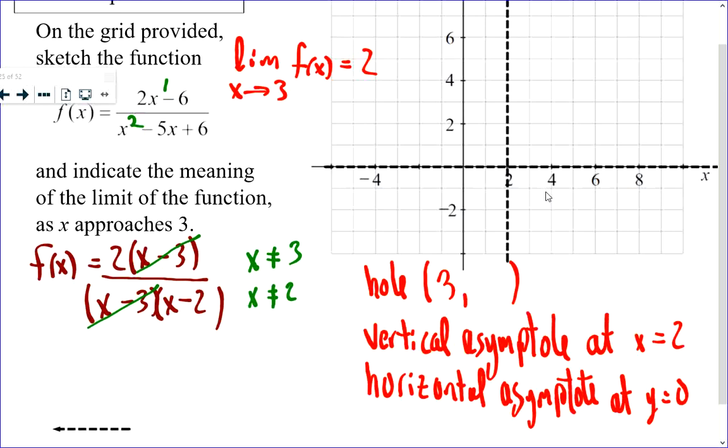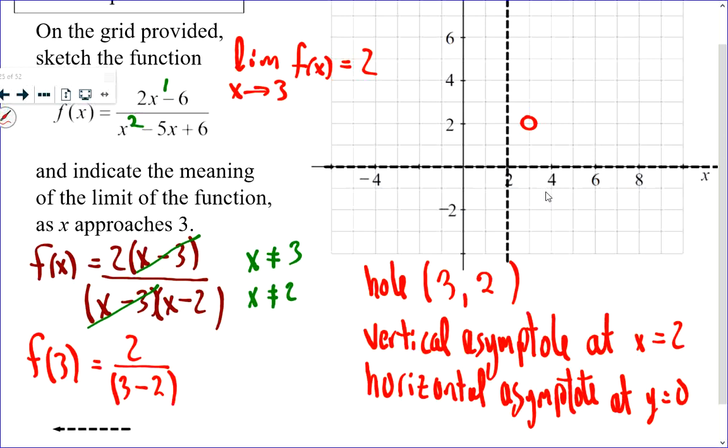And in order to determine the y-coordinate of the hole, you put 3 in for x in whatever is remaining after the canceling. So the y-coordinate of the hole will be 2 divided by 3 minus 2. Well, 3 minus 2 is 1, so you get a y-coordinate of 2. And that means over here at 3 comma 2, we are going to have a hole in the graph.